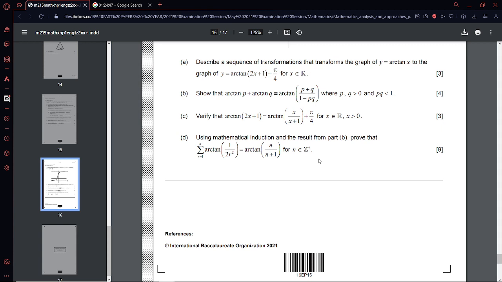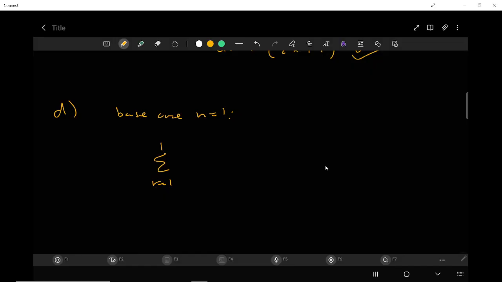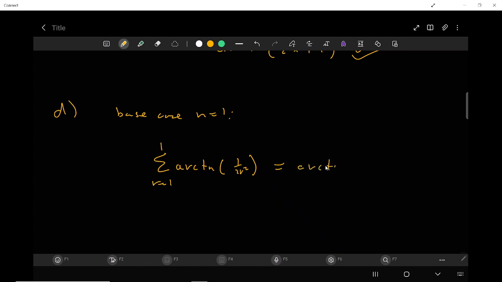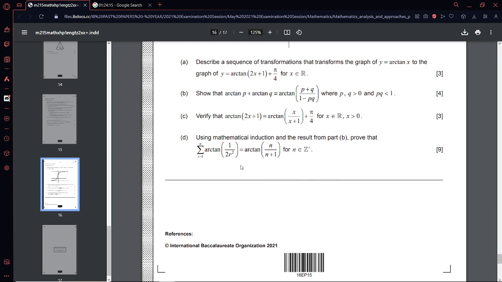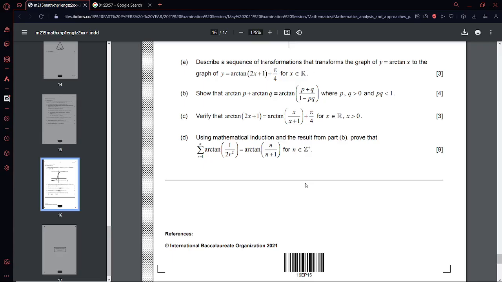Use proof by induction. Result from part B. Prove that. The result from part B, so this thing. So saying, okay, base case n equals 1. So the sum from r equals 1 to 1 of arctan 1 over 2r squared would just equal arctan 1, which is pi over 4. And arctan 1 over 1 plus 1. Oh, sorry, wait. That's just, it's half, sorry. Arctan half. 1 over 1 plus 1 equals arctan half. So you check out. I don't think I should check the arctan half. I think that's fine.